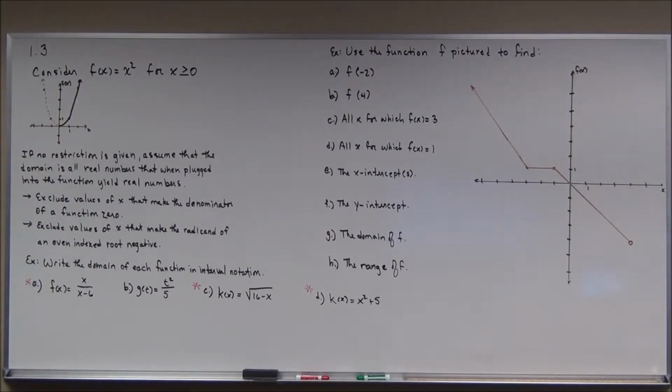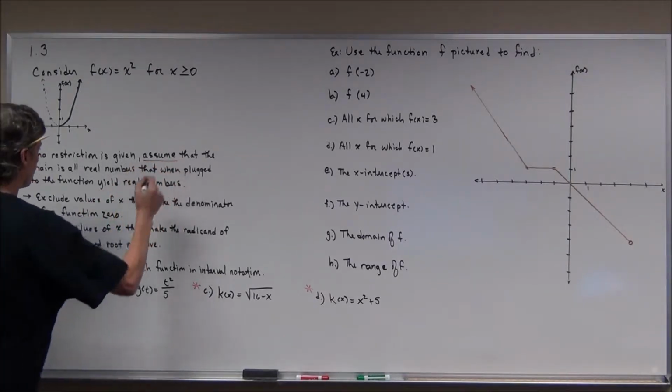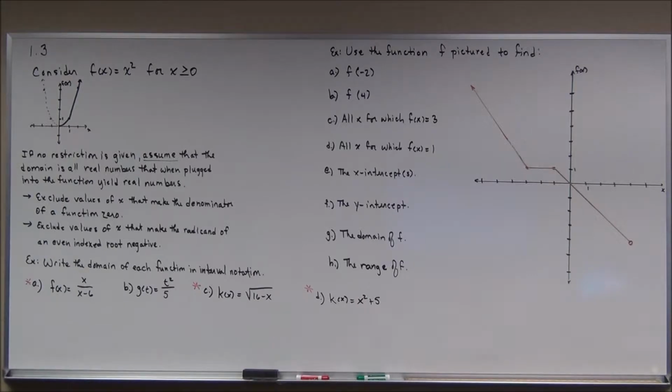Now, if they don't give you a restriction, you have to assume, be careful with assuming, but you have to assume that the domain would be the set of all real numbers such that it makes sense, that when you plug them into the function, you get real numbers. So we have to be very careful to exclude any value of x that makes the denominator of the function equal to 0, because you can't divide by 0.